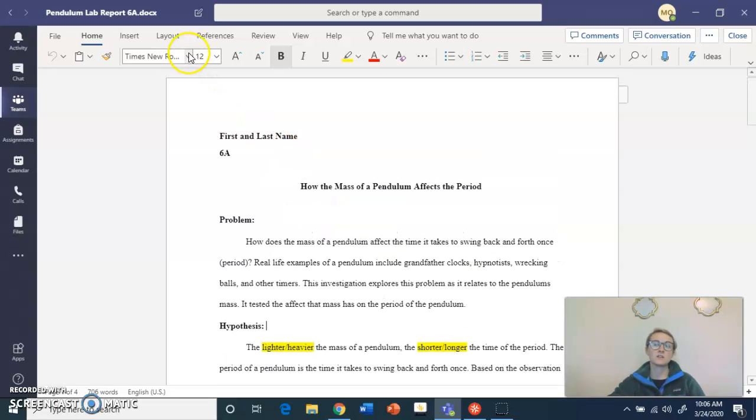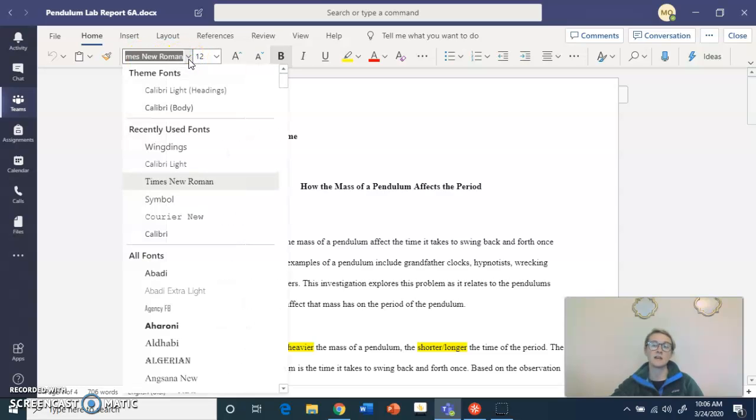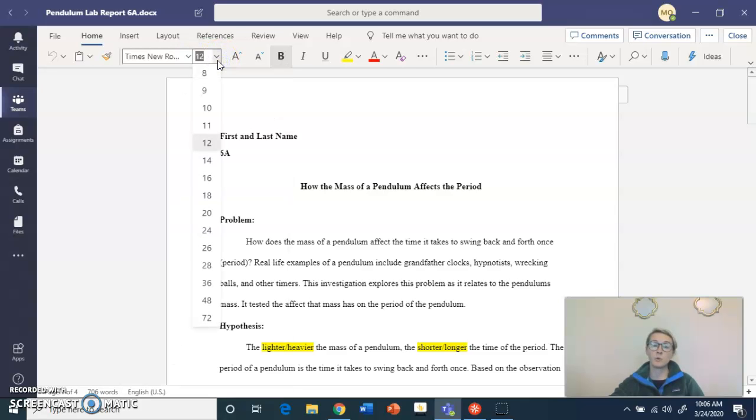Okay, so look up at the top. This is supposed to be Times New Roman. Okay, this should be Times New Roman 12-point font. If you do not have 12 Times New Roman and 12 points font, I will end up taking some points off, because this is what I want for your hypothesis and problem to look like.